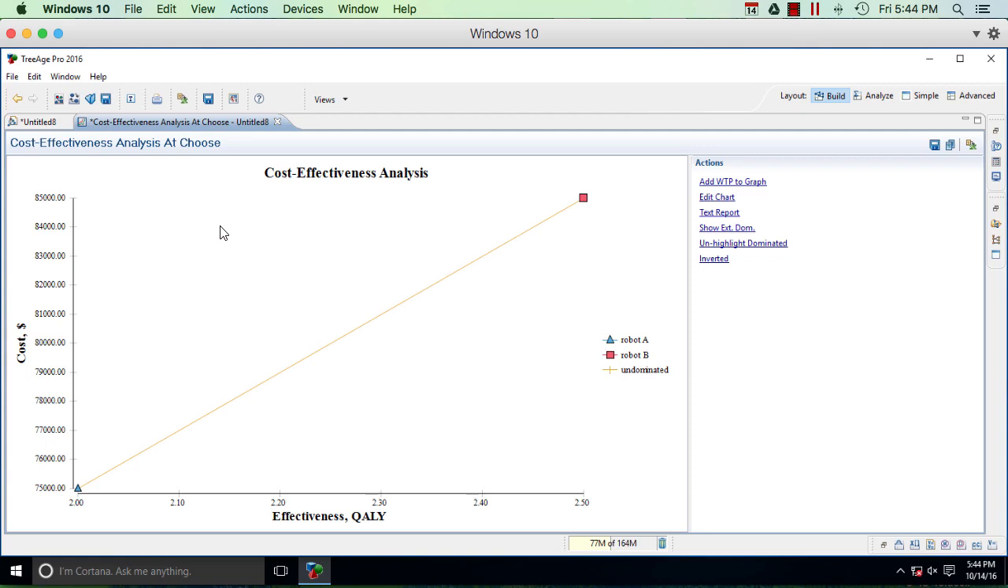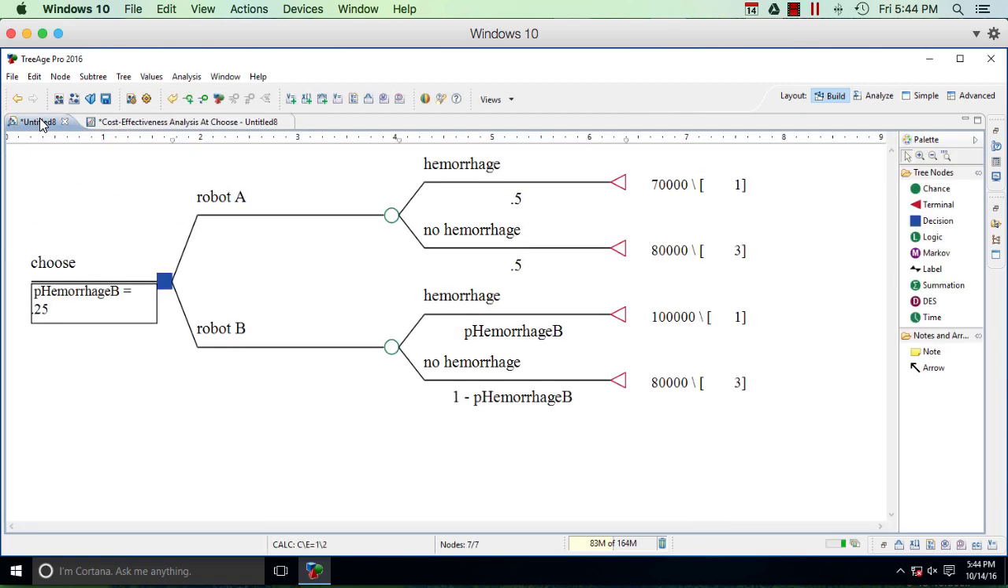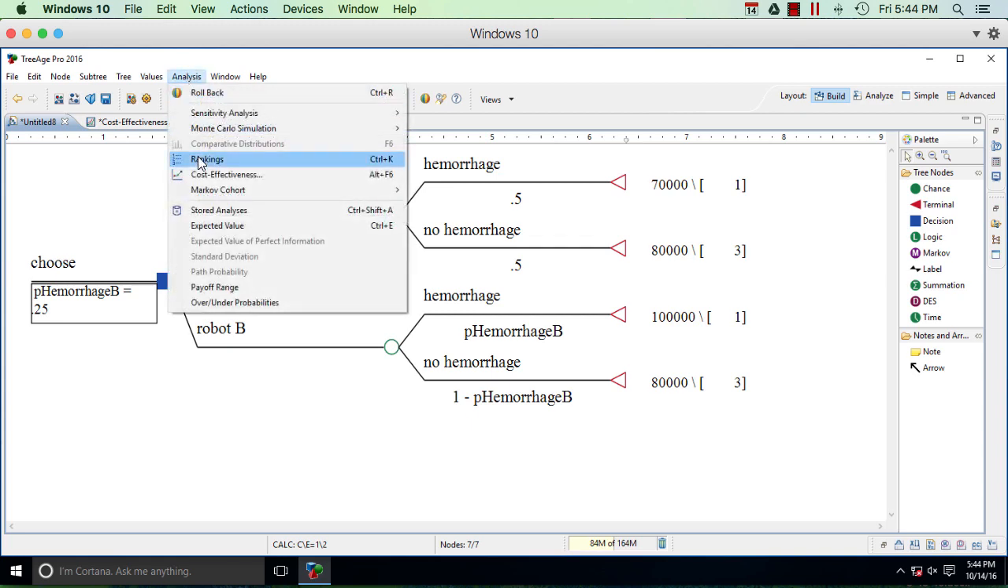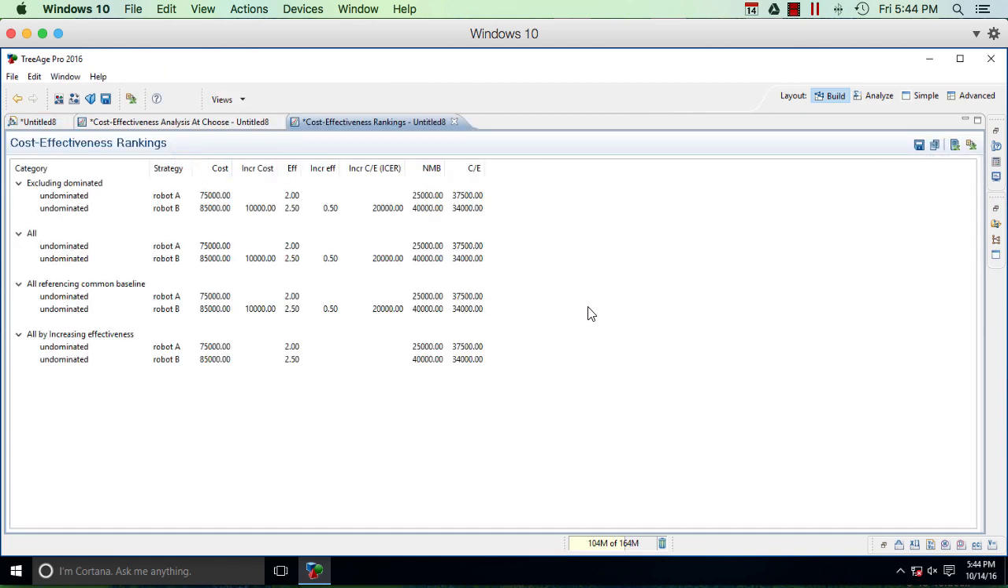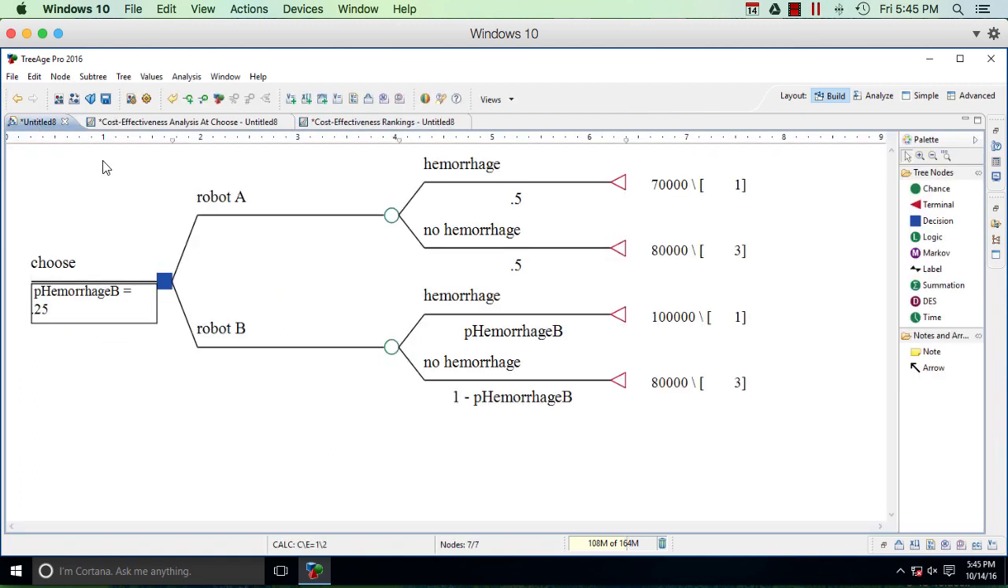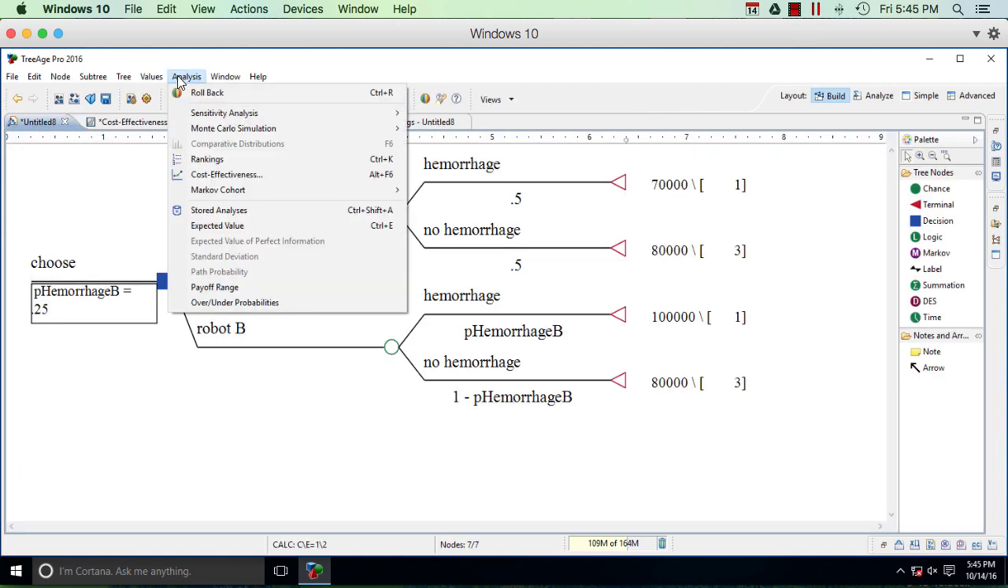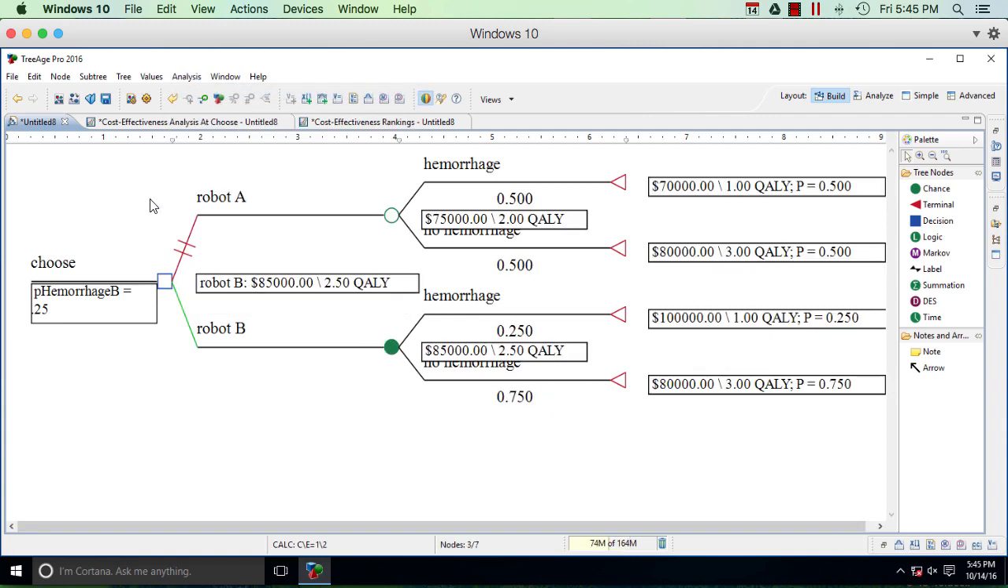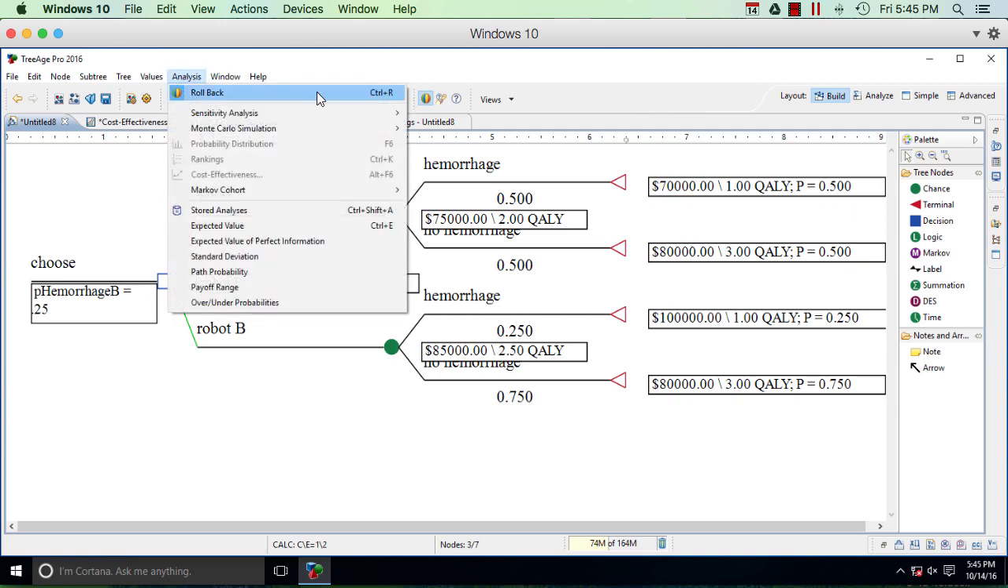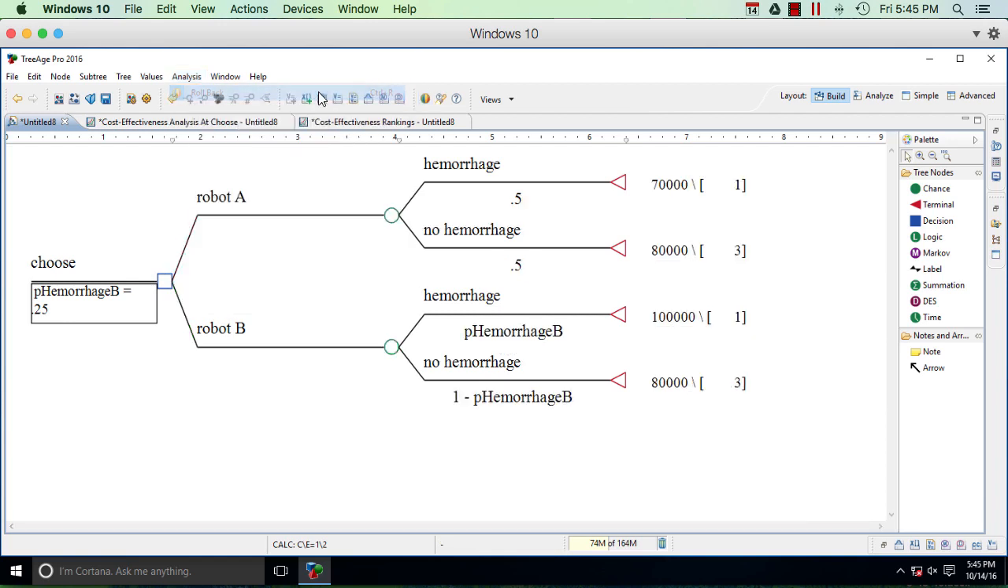But you can see I just analyze it like a normal decision tree before. Since we set probability hemorrhage B to 0.25, as you can see on the left, it just plugs in that value and solves it. You can see the ICER there, $20,000 per quality. That's less than the willingness to pay of $50,000. So when we roll back the tree, it's going to choose robot B, just because the slope of the supply curve, or the ICER, the incremental cost effectiveness ratio, was less than the WTP, or willingness to pay, we said at the beginning.